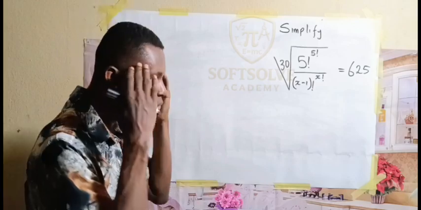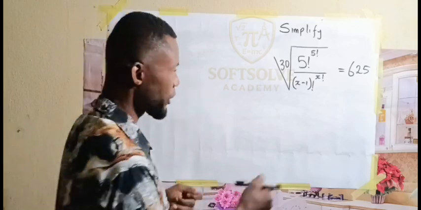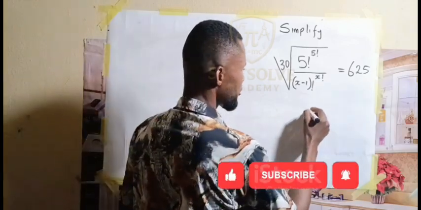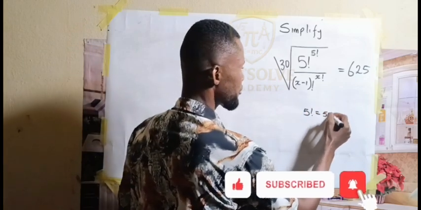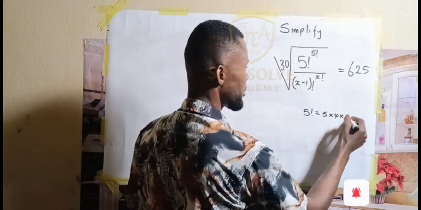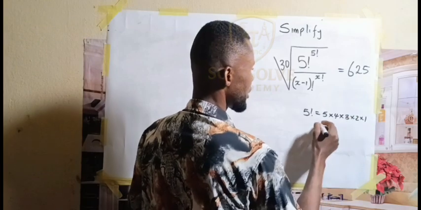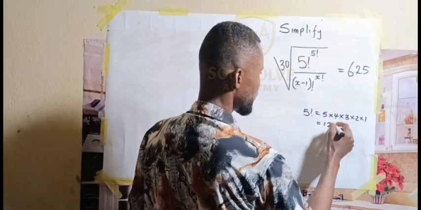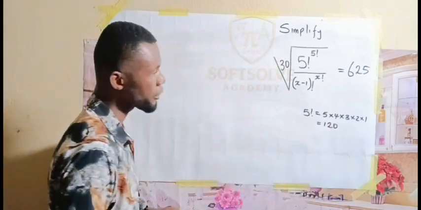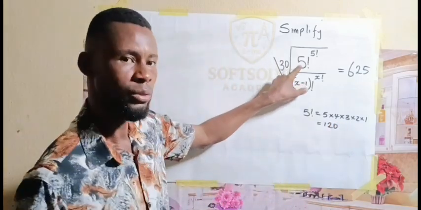From the knowledge of factorial, we know that 5 factorial is the same thing as 5 times 4 times 3 times 2 times 1, and that will be equal to 120. So already this one is 120.